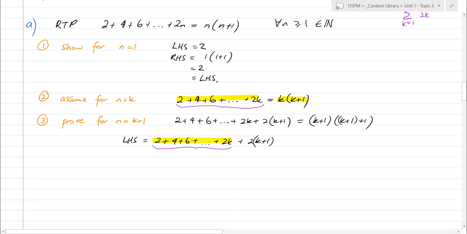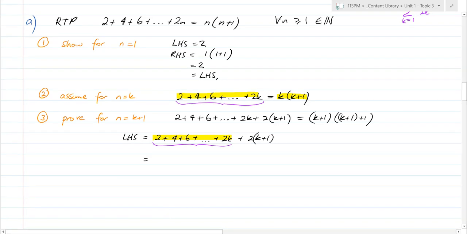And that removes a ... And that will happen every time. This is where we'll use our assumption. So the left-hand side now is equal to k times k plus 1 plus 2 times k plus 1. And I can factorise out the k plus 1. Gives me k plus 1, and I'm left with k plus 2.